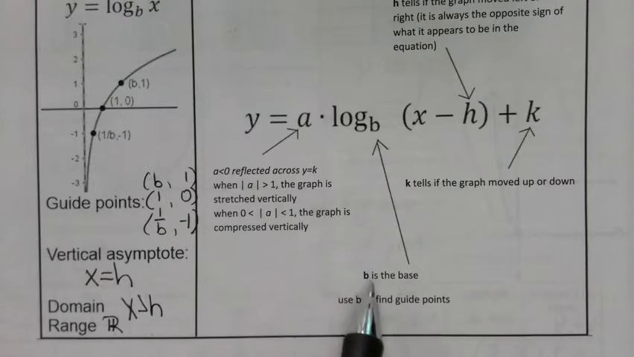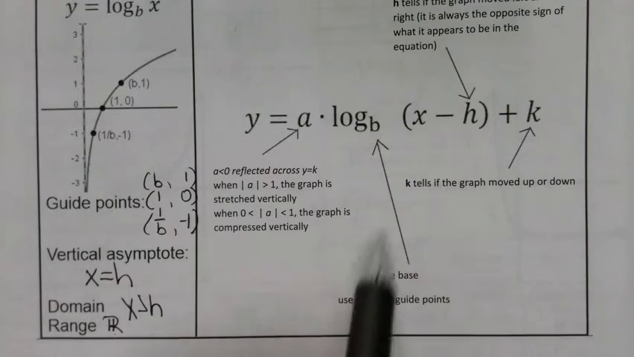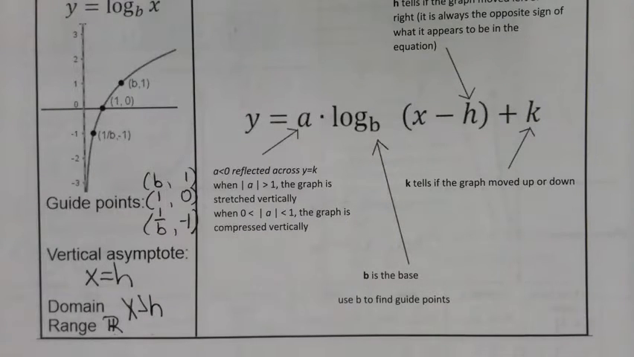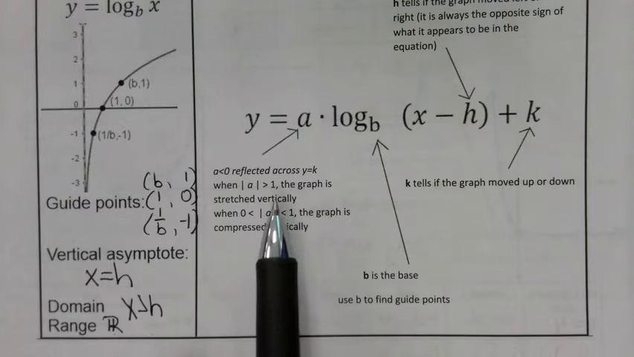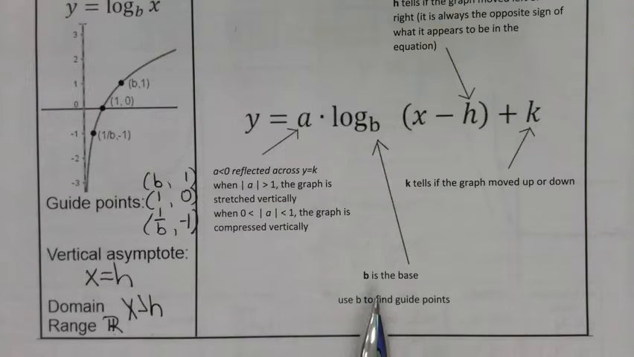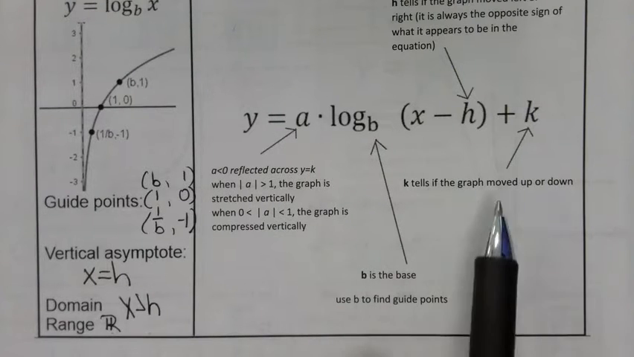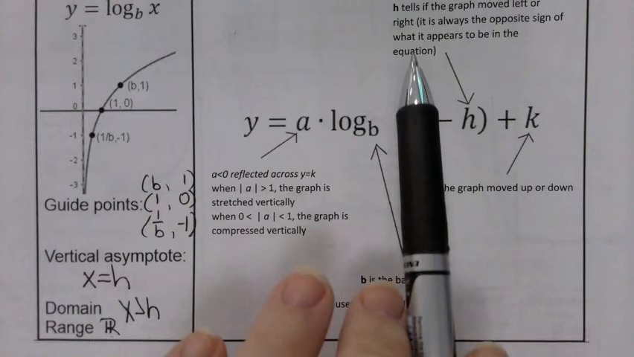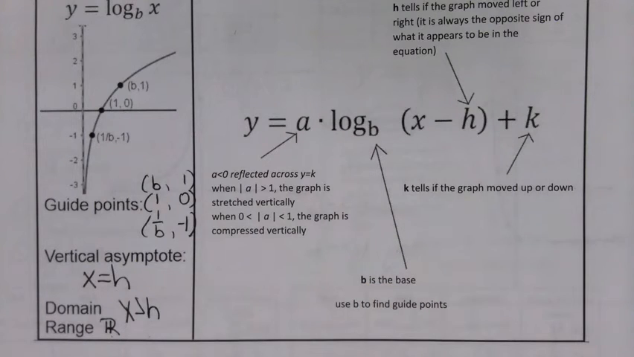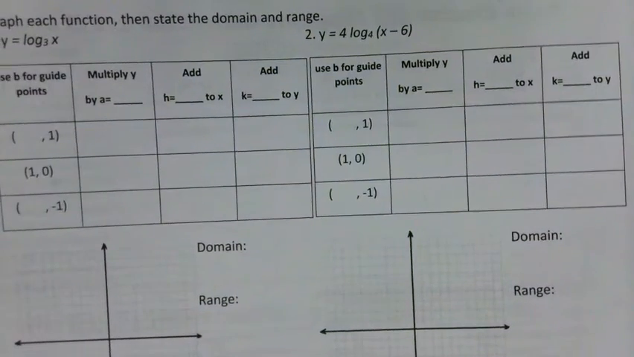The relationships of what these transformations do does not change when we go to logarithms. So this is still a vertical stretch. This is still the base used to find the guide points. k still moves up and down. h is still the opposite sign and moves the graph left and right. We're still going to use a table just like we did with exponential graphs.